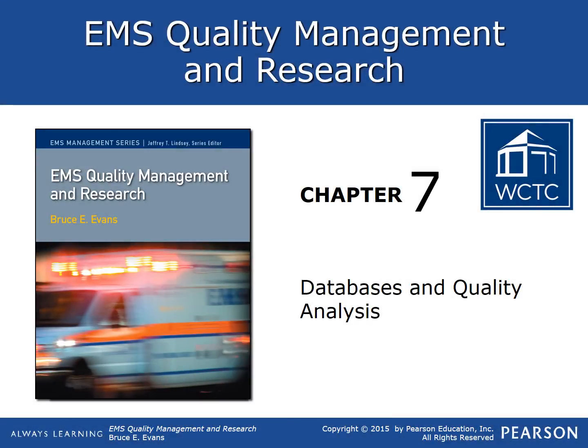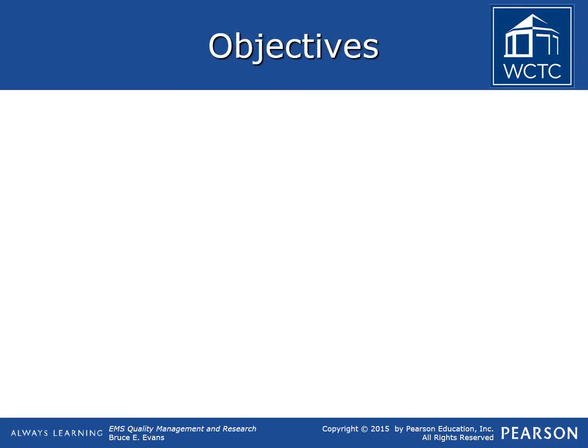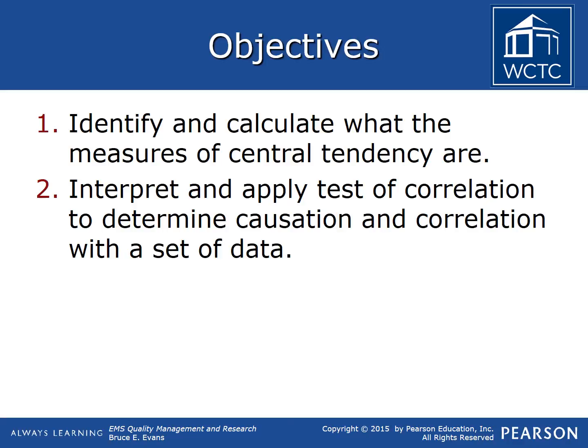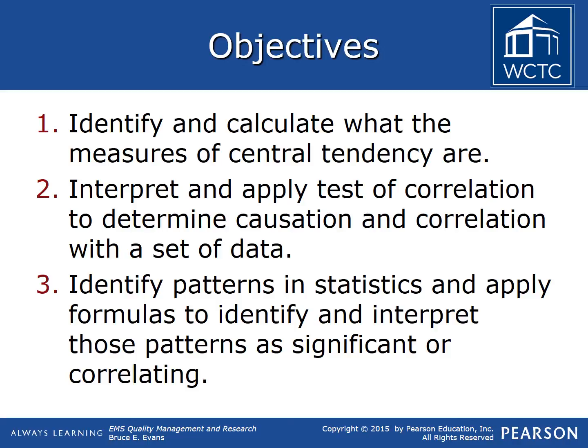In Chapter 7, we will continue our discussions about EMS databases and explore how they support quality analysis. Once completed with this module, you should be able to identify and calculate measures of central tendency, interpret and apply correlation tests to determine causation and correlation with a set of data, identify patterns in statistics and apply formulas to identify and interpret those patterns as significant or correlating.